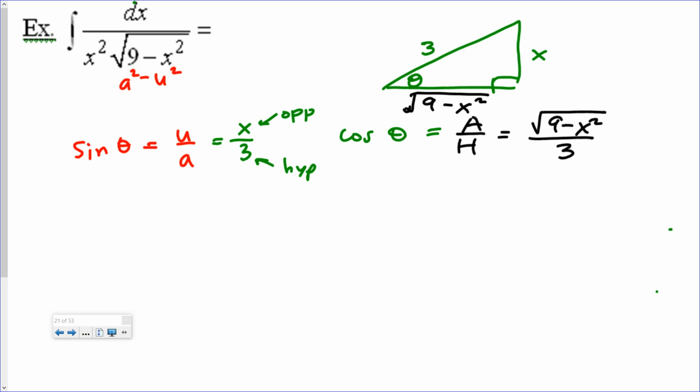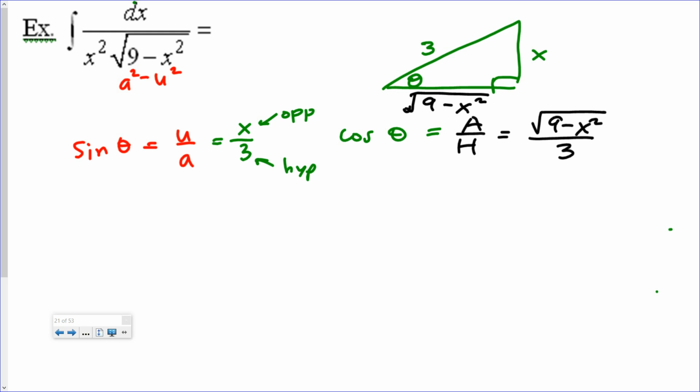Okay, so think about what I've done. First, I recognize it's a sine theta problem. You write sine theta equals u over a. If you know it's a sine theta problem, then you also know you have to do cosine theta. To figure out your cosine, you draw a triangle, label your parts, and figure out your cosine, all right?